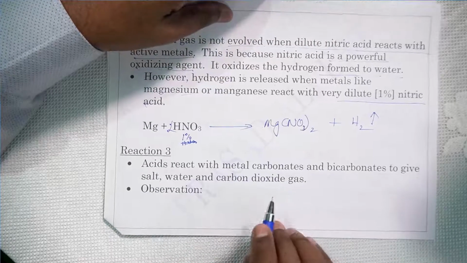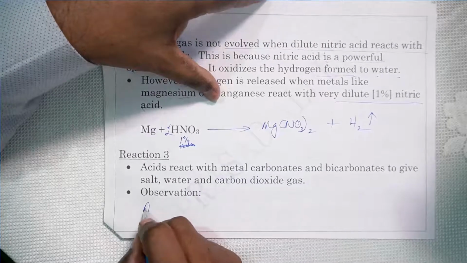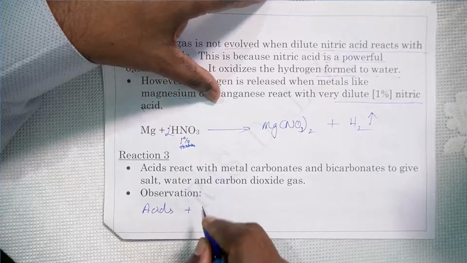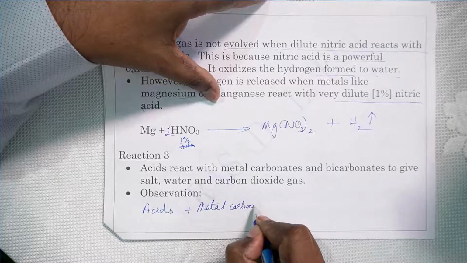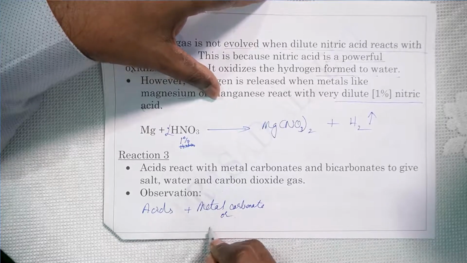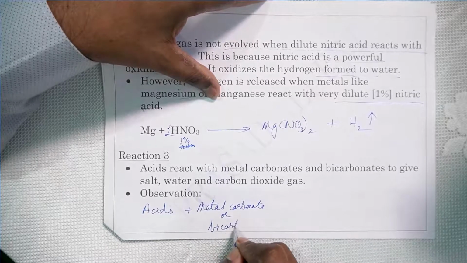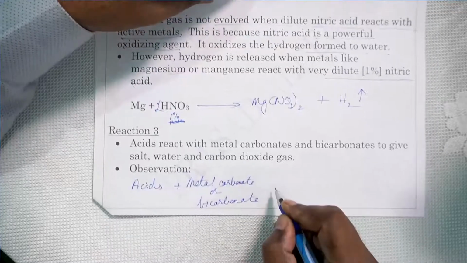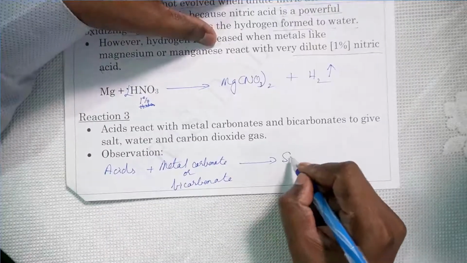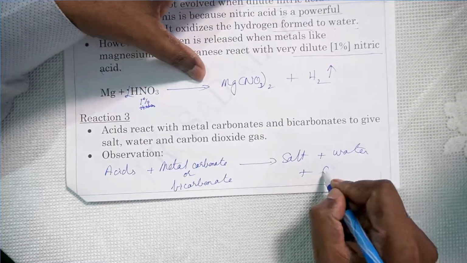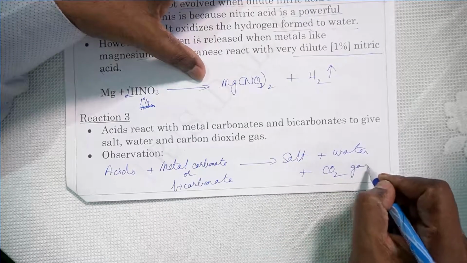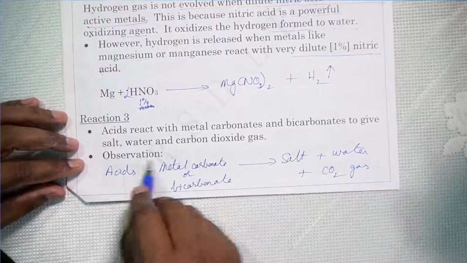Now the third reaction is acids react with metal carbonates and bicarbonates to give salt, water and carbon dioxide. 3 products are formed: acid plus metal carbonate or bicarbonate, hydrogen carbonate. The product will be salt plus water plus CO2 gas, carbon dioxide gas. So this is what you have to learn. This statement you learn, then make the equation yourself.